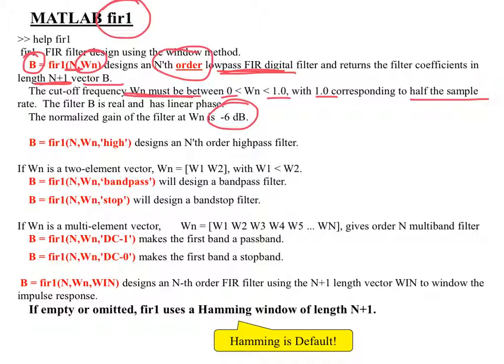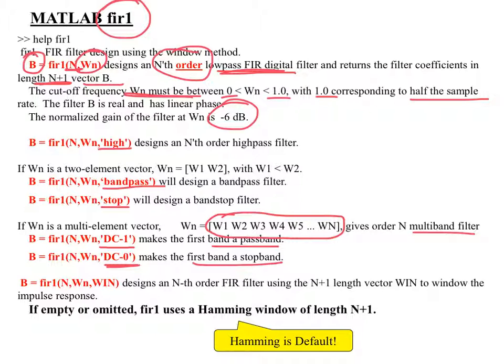And you can also tell it, I'd like a high pass, I'd like a band pass, I'd like a band stop. And you can also design multi-band filters. So you can give it a bunch of different band edges, and it will create pass bands and stop bands alternating between those. So if you put in quotes DC-1, the first band will be a pass band, and then it will flip back and forth between pass band, stop band, pass band, stop band. And if you put in DC-0, it will make the first band a stop band. So then it will be stop band, pass band, stop band, pass band, and so forth.